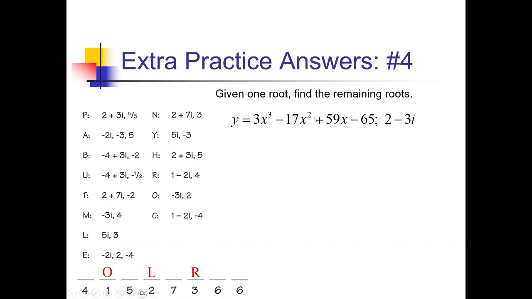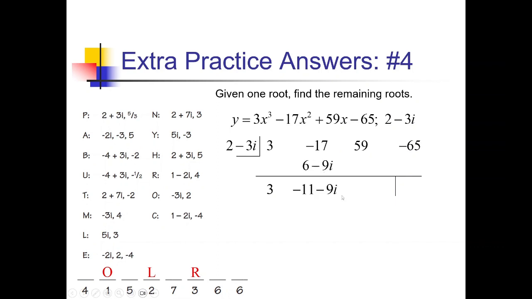Next up, we've got this crazy polynomial and the root of 2 minus 3i. So coefficients, let's get those. We have 3, negative 17, 59, and negative 65. And a box number of 2 minus 3i. So let's start by bringing down that 3, and we already have to work here and distribute. 3 times the 2 minus 3i, that's going to be 6 minus 9i right here. Negative 17 plus 6 is going to be negative 11 minus the 9i that we can't combine with anything.